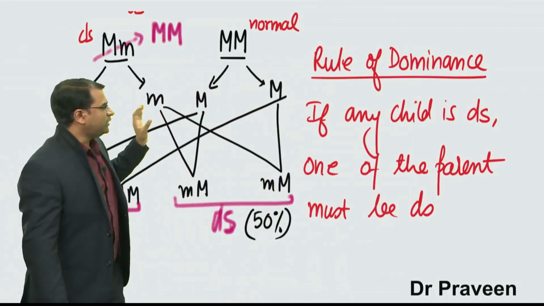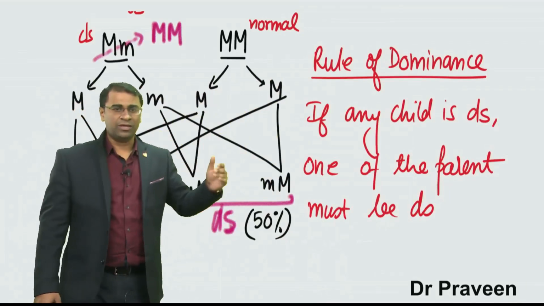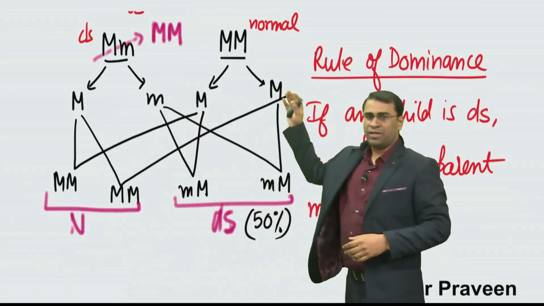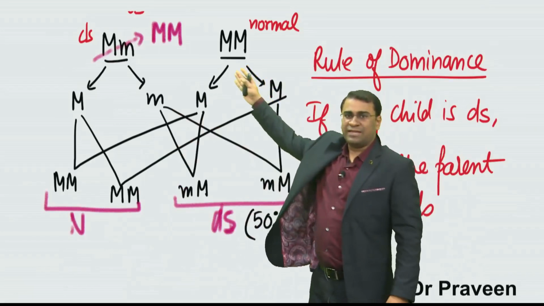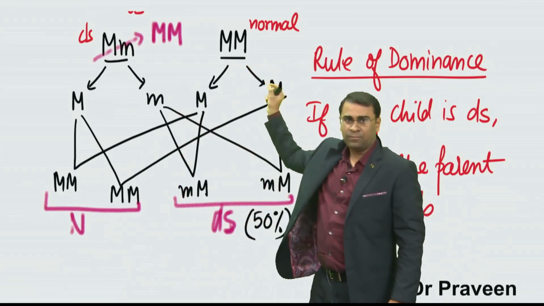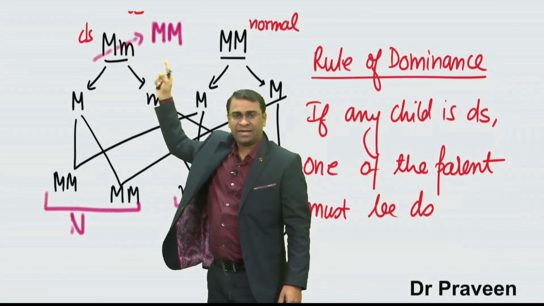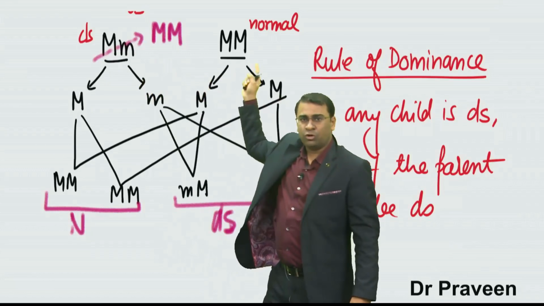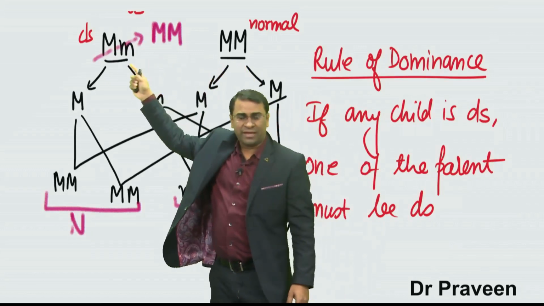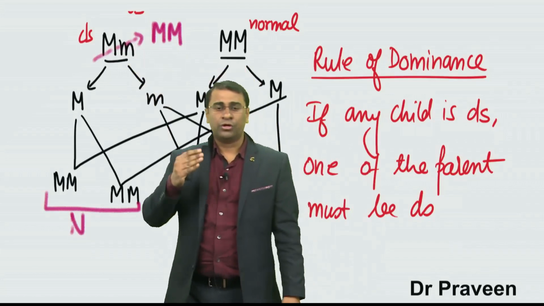In this example, I have taken an autosomal dominant inheritance. Let's take Marfan's. Suppose I take capital M as the normal allele, and here I take capital M and small m. That means this is heterozygous and the other is the normal allele. Because this is heterozygous, it will be diseased, because we are talking about dominant.